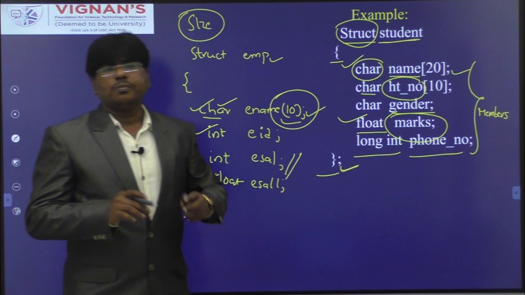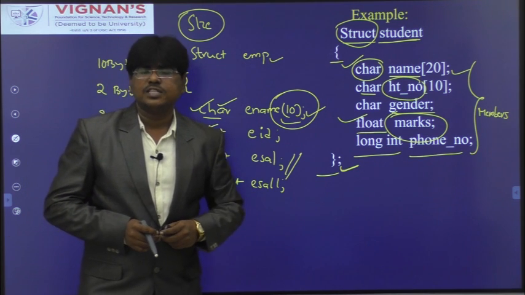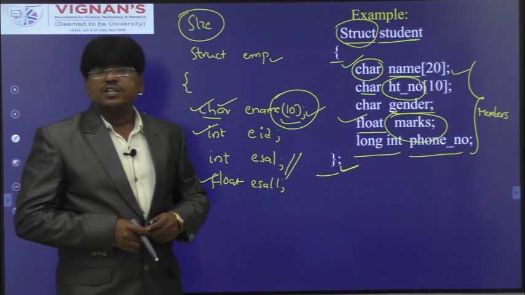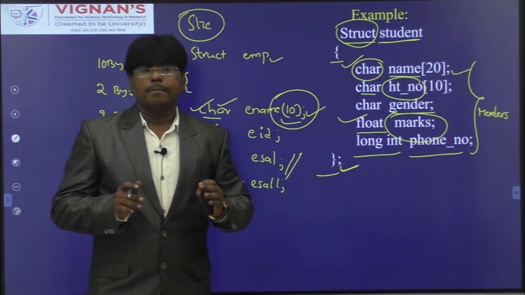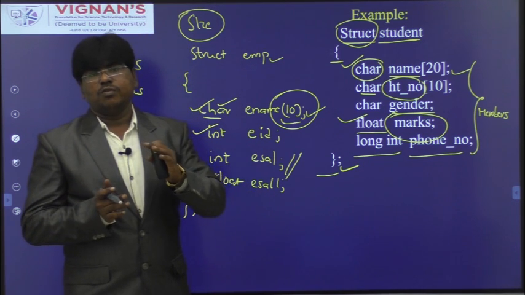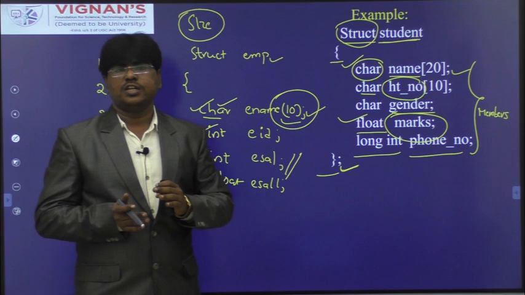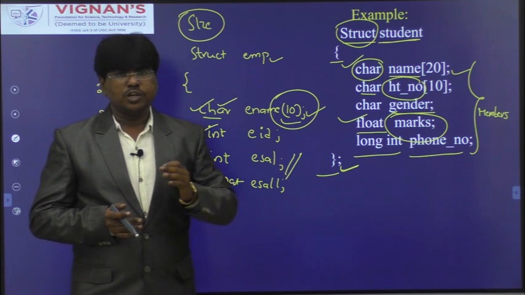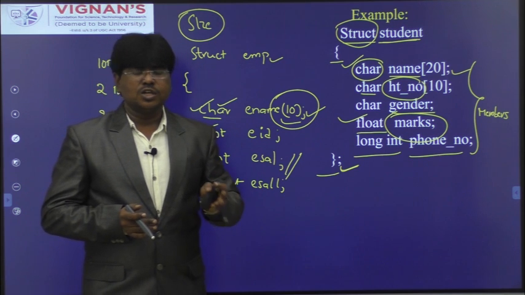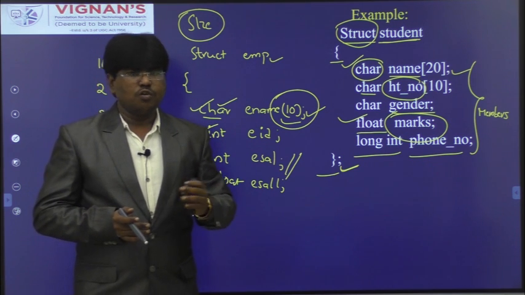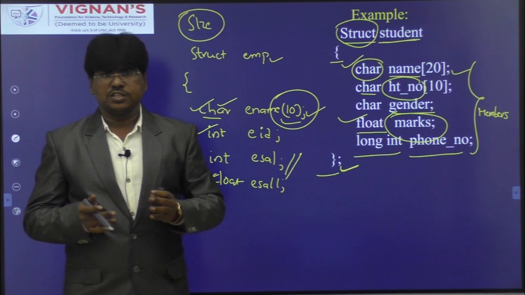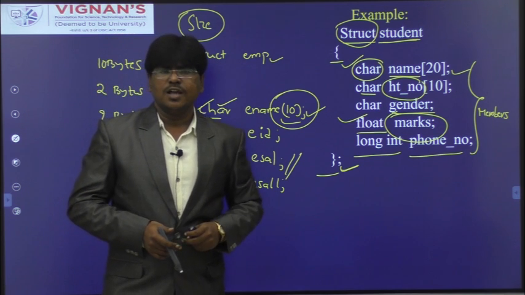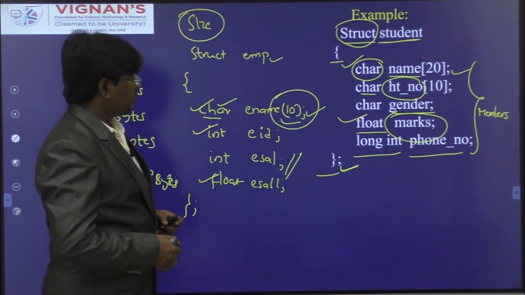So what you have to understand while calculating the size of a structure is that the size will be calculated by taking all the members into consideration according to their data types. For example, if it is an integer, you have to take 2 bytes. If it is a character, you have to take 1 byte. Float, 4 bytes. Long int, 8 bytes or 16 bytes. Like that we have to consider while calculating the size of the given structure.